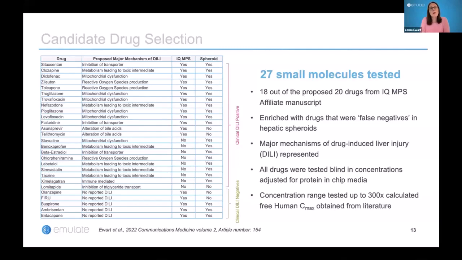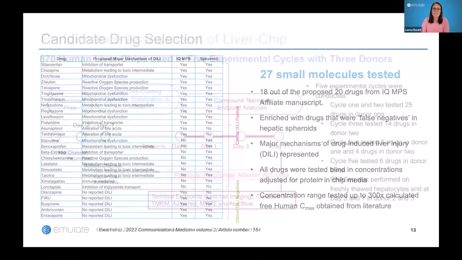Throughout our study then, all of the drugs were tested blind by our scientists, and the concentrations that we tested in were adjusted for protein in the chip media. And lastly, the way that we set up our concentration range is we obtained the human free Cmax from the literature, and this is the human Cmax that was deemed to be causing efficacy for that particular drug. And we said, okay, we'd like to test that concentration and then go up to a concentration 300 times that value. Now, in most cases that was possible. In a couple, it was not. And the reason it was not was due to solubility challenges.